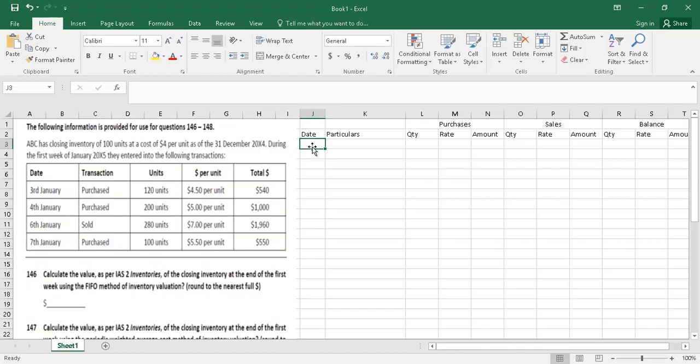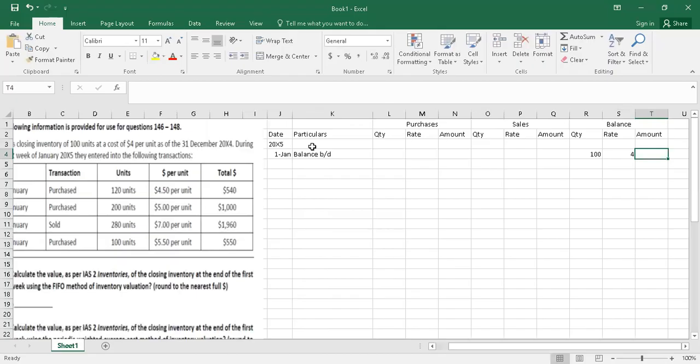So let's write the date. Date is 20x5. And then let's start with the first one, January 1. So January 1, this is balance brought down. So in the balance column, how many units of balance was there? 100 units, each at a rate of 4. And then we have the value as 4 into 100, 400.